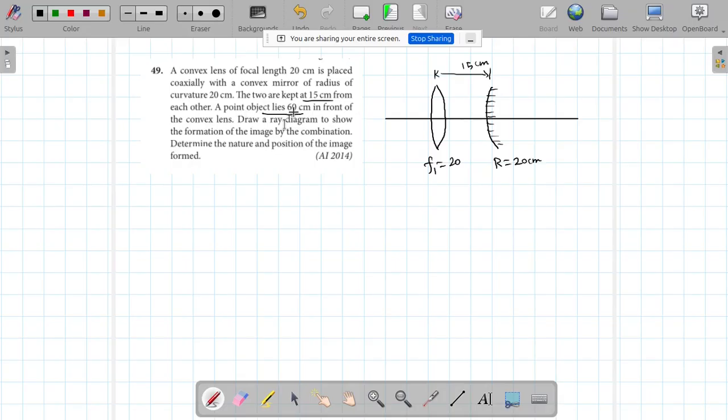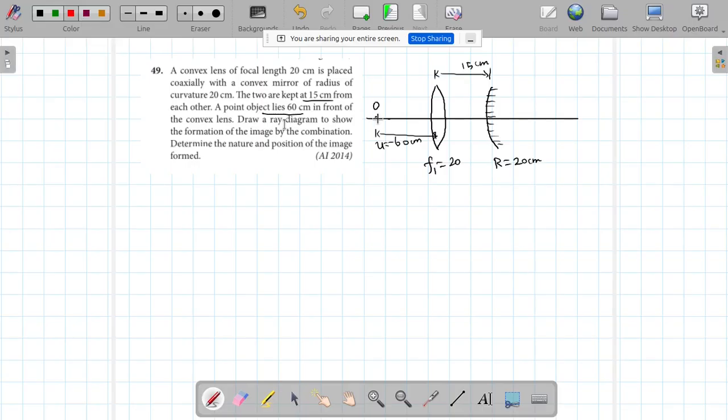Okay, a point object lies 60 centimeter in front of the convex lens. A point object doesn't have any height. The distance between the point object and the lens is 60 centimeter, so we take it as u equals minus 60. Draw the ray diagram to show the formation of the image.